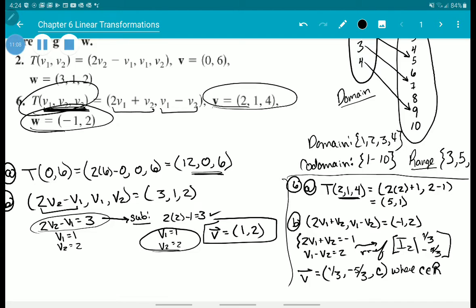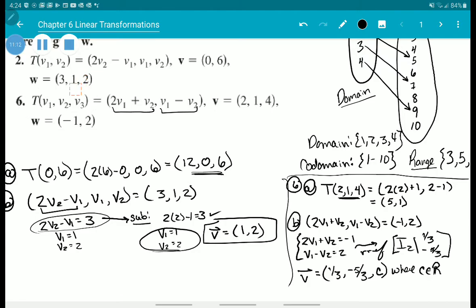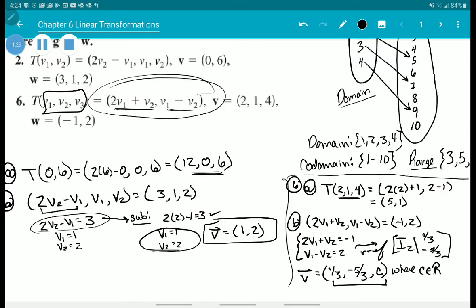So you've got to be careful with that too. Just because their system only had 2 equations and 2 unknowns, we have to have something in 3 dimensions, right? We're looking for v. We have to think about what that third component would be. And in this case, it doesn't matter. That third component is not used to figure out what the first or second component would be for that result, that image of v. So it could be anything.